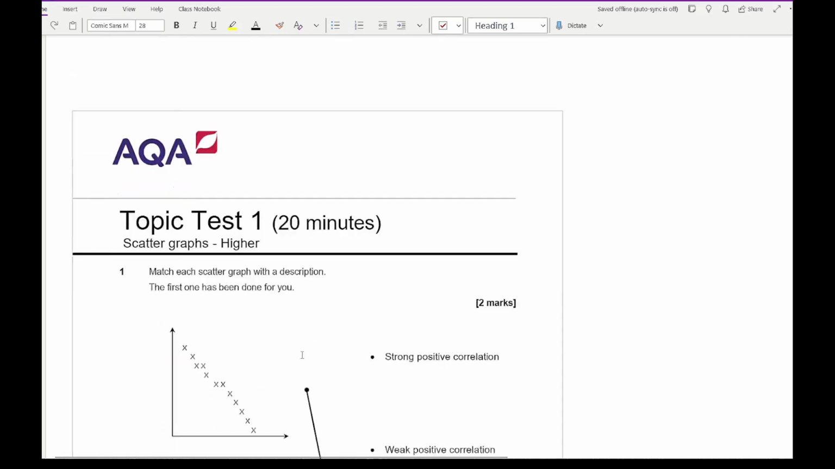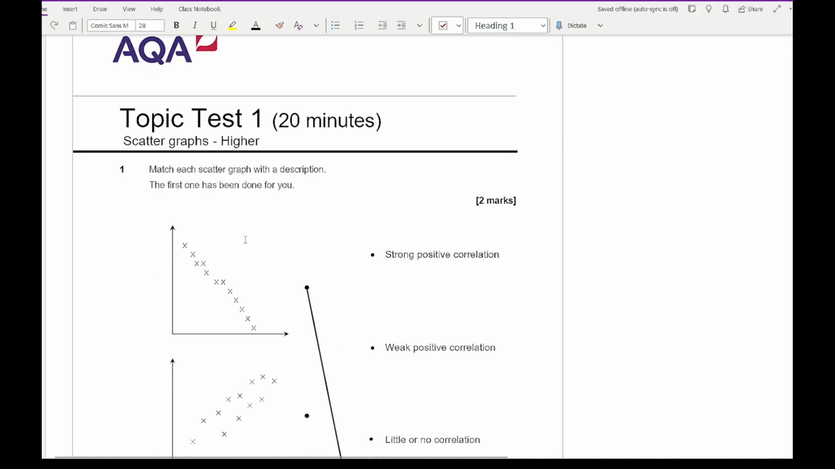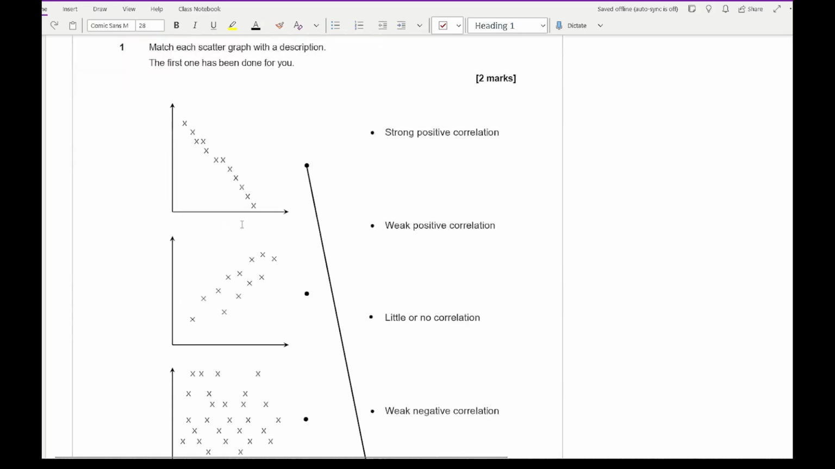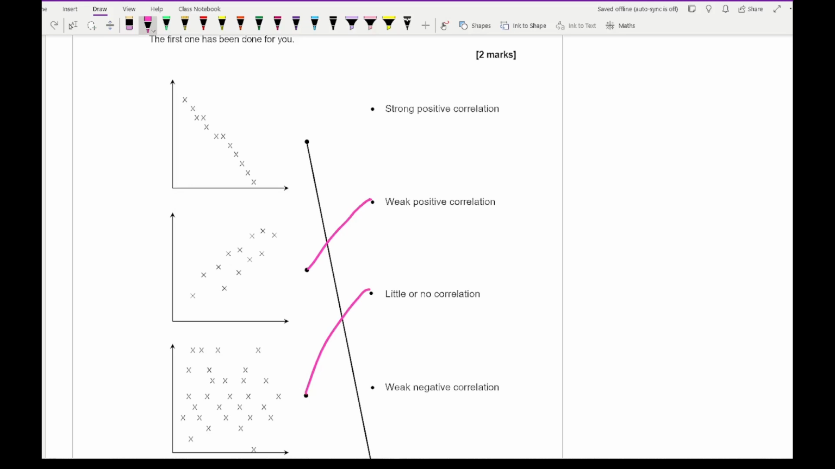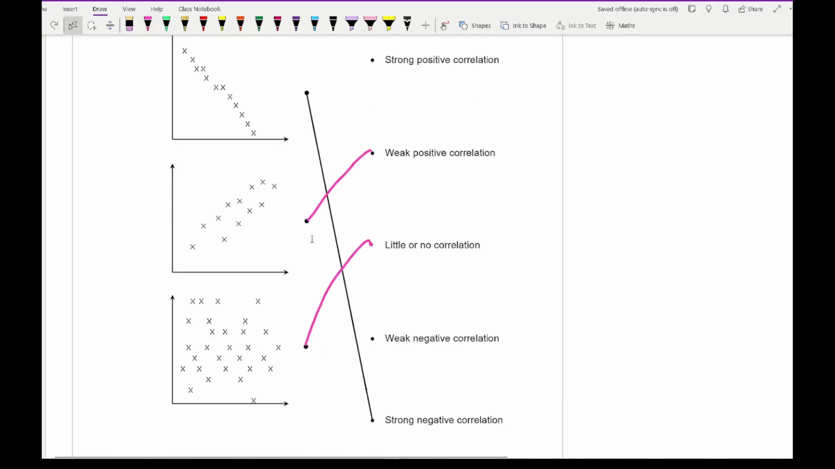So looking at question 1, it says match each scatter diagram with the description. The first one has been done for you, so all we need to do is draw a line, and the second diagram represents a weak positive correlation, so we join that one there, and the last diagram shows no correlation or little to no correlation, so we join it up with that.